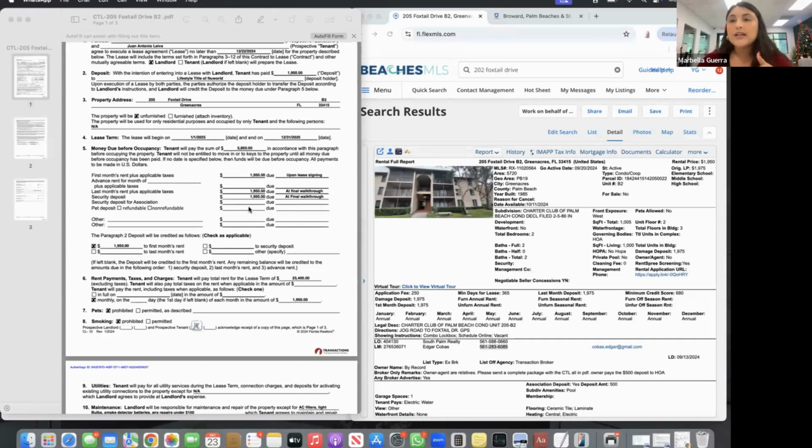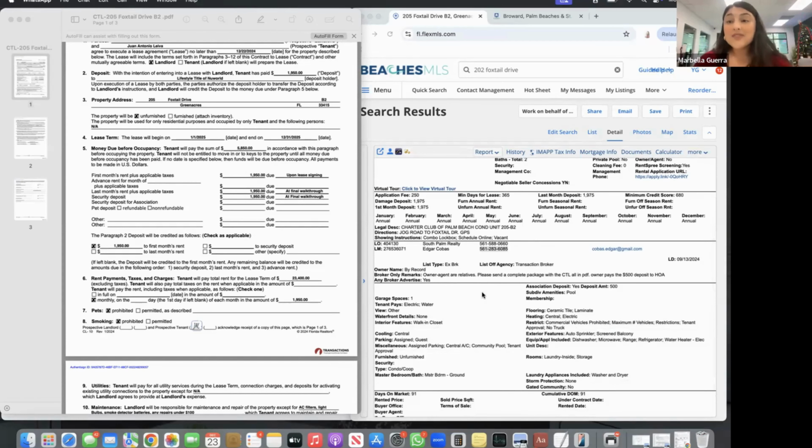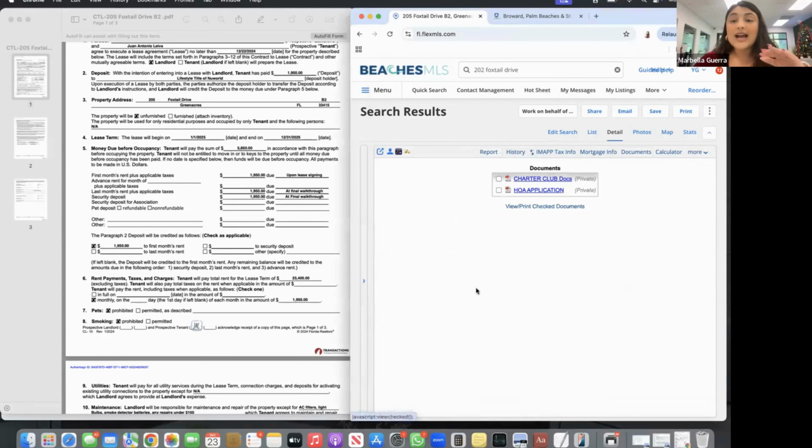It depends. It varies by association, but this is something to keep an eye out for, because you don't want to tell your client, hey, this is only 3 months, first, last, and security. And then you find out on the MLS in small print in the broker remarks, it says this HOA has a $500 or $1,000 association deposit. And now your client has to put in another $1,000, and you didn't tell them that before they signed a lease. So you really want to make sure that you keep an eye out for this when you're sending the contract to lease. Ask.